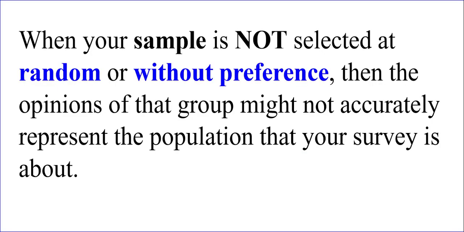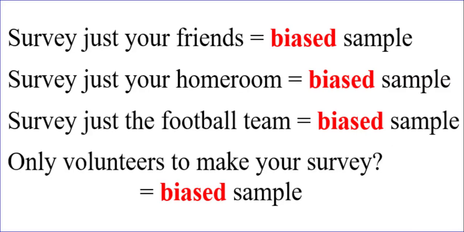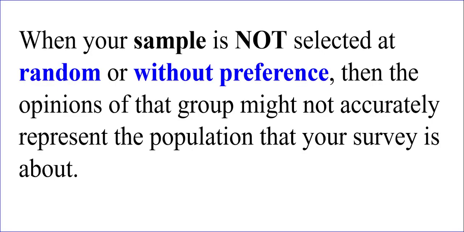Here's what you need to understand. When your sample is not selected at random or without preference, then the opinions of that group that you chose might not accurately represent the population that your survey is about. That doesn't mean these groups that I mentioned here are bad. That doesn't mean their opinions are bad. It just means their opinions might not accurately represent the general population that your survey is supposed to be about.